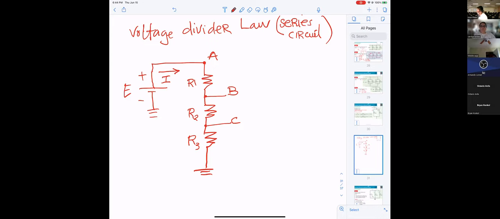Okay, so basically, if you're looking into this circuitry, is it a series or parallel? It's a series circuit. Series circuitry. The reason is you get a current here. It goes to R1, goes to R2, goes to R3. That means the current will be the same.